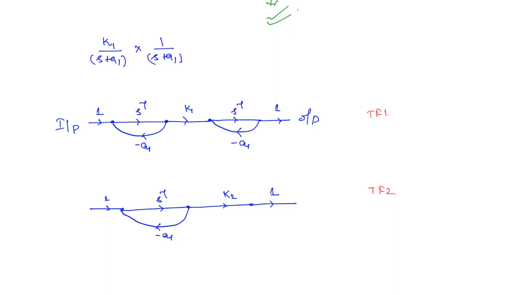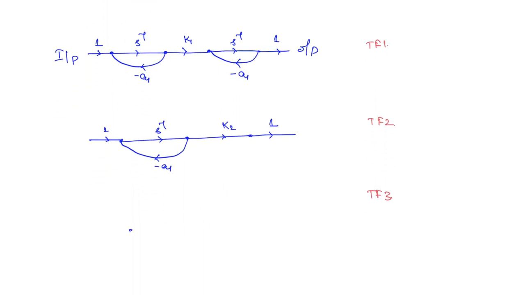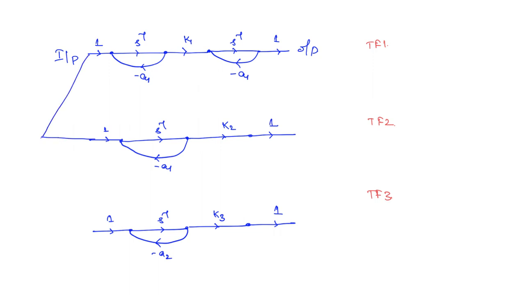Now what about transfer function 3, tf3? It's going to be similar to transfer function 2. You will have the integrator s to the power minus 1. The gain is going to be minus a2. Here the gain is going to be k3 and here you have gains 1 and 1. All of these you can now draw as parallel blocks, right? So this is how you are going to get the state diagram.